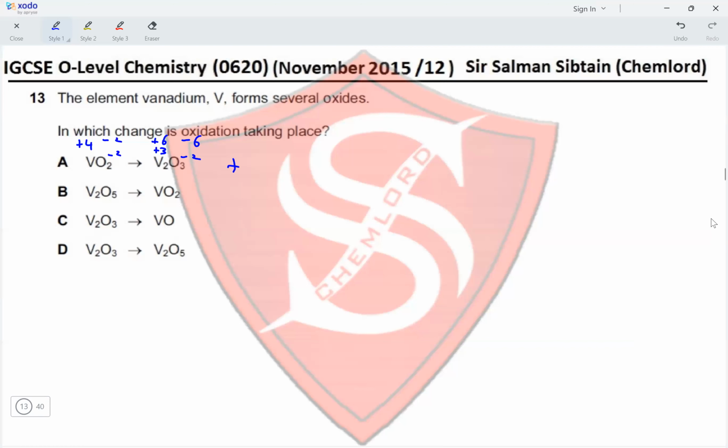So here the change is +4 to +3. So this is reduction taking place. Next, we have V2O5, in which oxygen will have a charge of -2, so a total charge of -10. To balance this, we will have a total charge of +10, and then divide by 2, we will have a charge of +5. So +5 going to, now VO2 we have already solved. It should have a charge of +4. So +5 to +4 is reduction and not oxidation. So this is not it either.